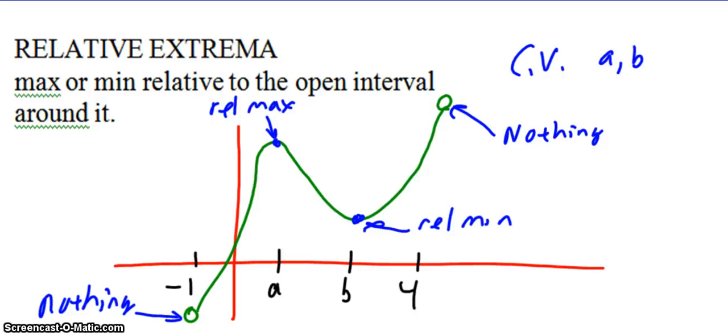I could also say this function is increasing from -1 to A, and from B to 4, and remember increasing and decreasing from first semester, decreasing from A to B. So this is just an example of relative extrema on an open interval.